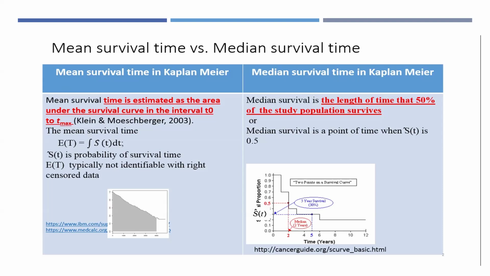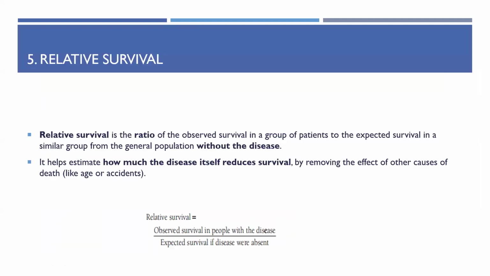Next is the mean survival time versus the median survival time. Mean survival time is estimated as the area under the survival curve in the interval T0 to Tmax, whereas the median survival is the length of time that 50% of the study population survive, or median survival is the point of time when S(t) is 0.5.